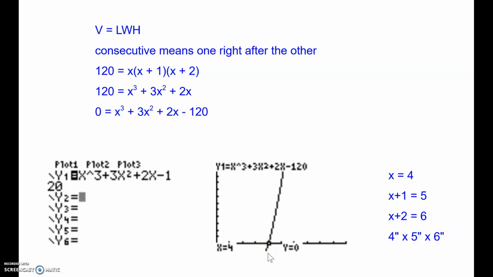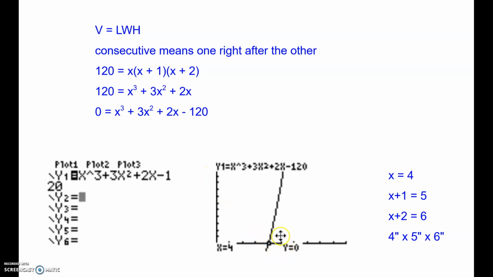Now they've told me it was a whole number, so I should be able to look at that and guess what that number is. So it looked like 1, 2, 3, 4, and sure enough, it was 4 that makes this equal to 0. You don't necessarily have to change your window for these, but on this one, I knew that my x values had to be positive, so 0 to 10, and I know that my volume goes up to 120, so I did adjust it just so I could see.